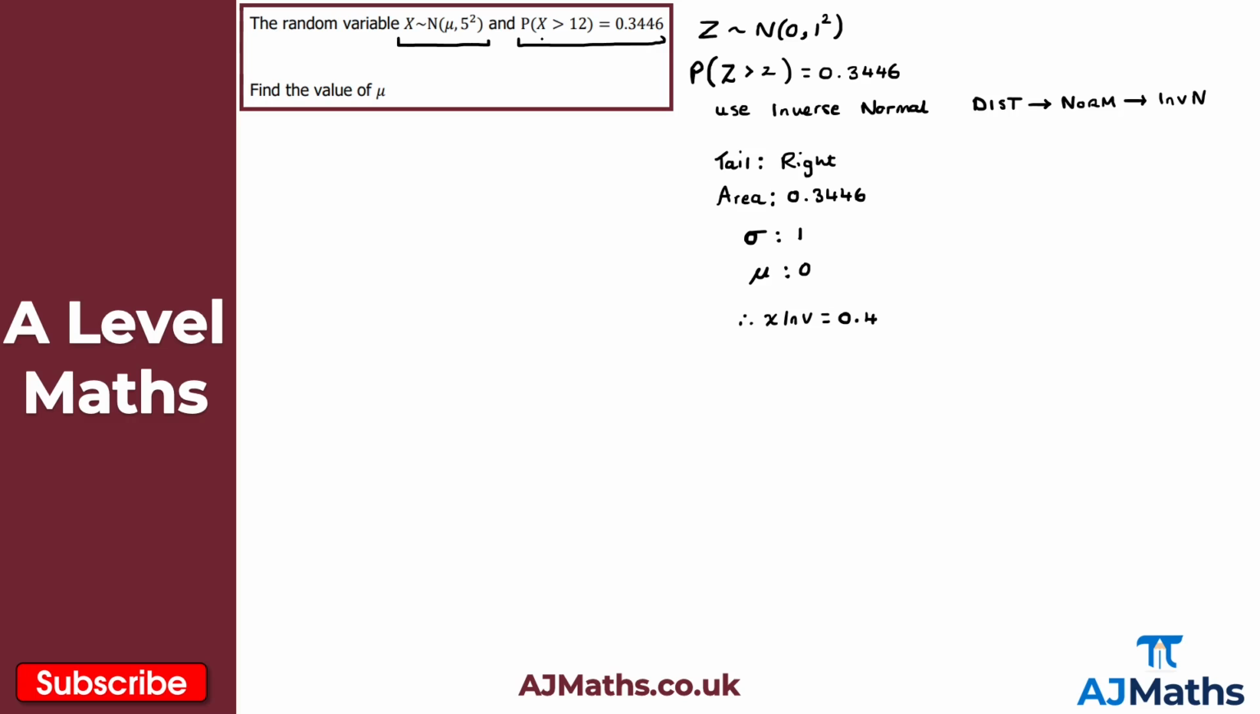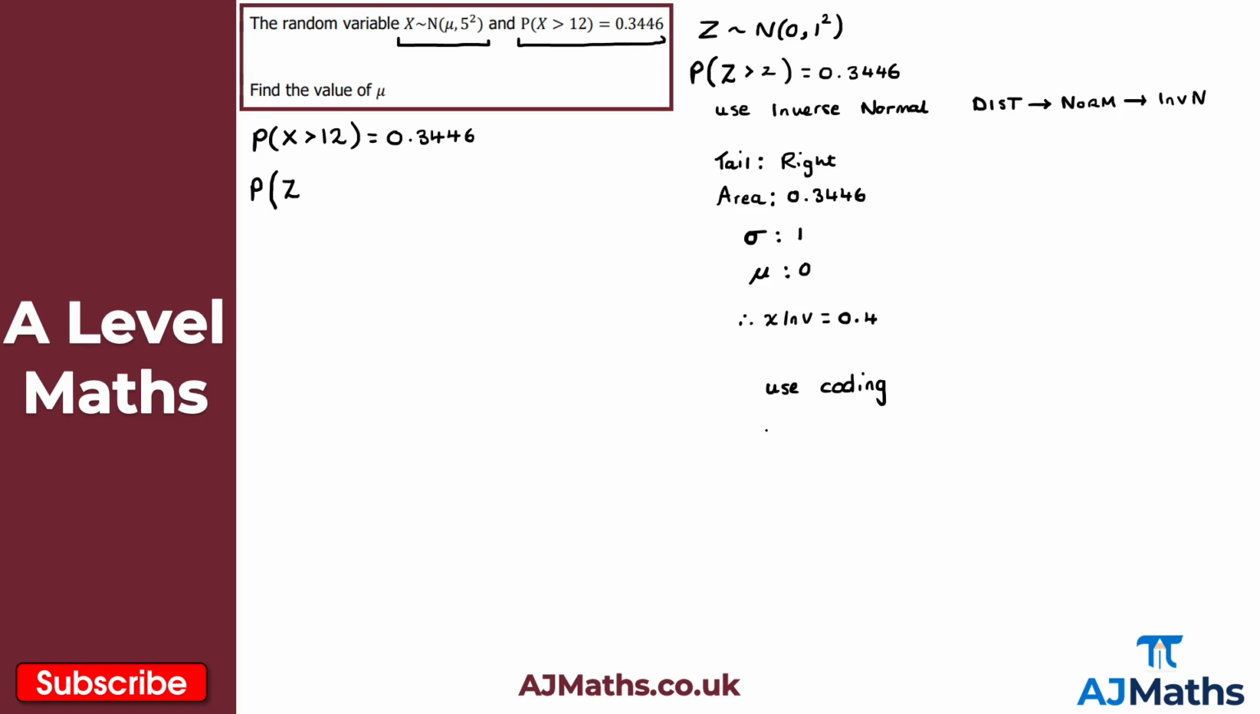Now let's go back to the original probability. This was the probability that x, this random variable x, is greater than 12, and that is equal to 0.3446. We're now using this standard normal variable here. What we're saying is the probability that our standard normal variable z. And don't forget, what we're going to do now is use our coding for the standard normal distribution. We established this in the previous video on the standard normal distribution.